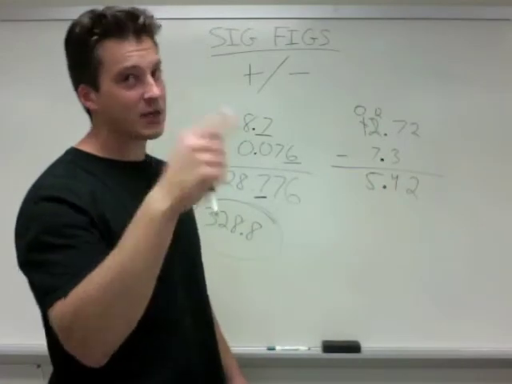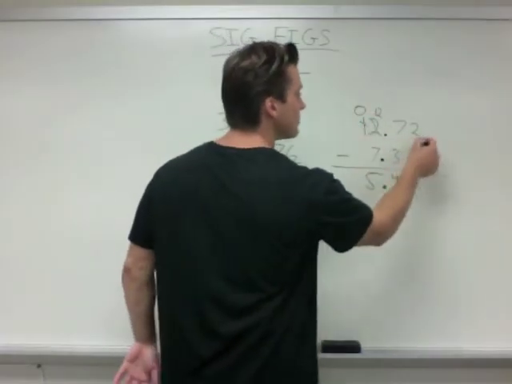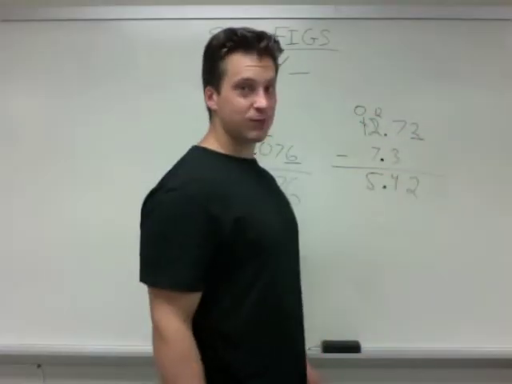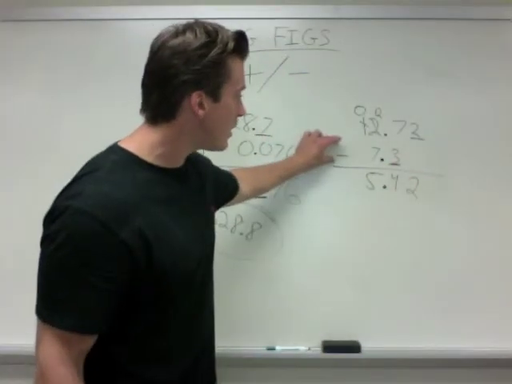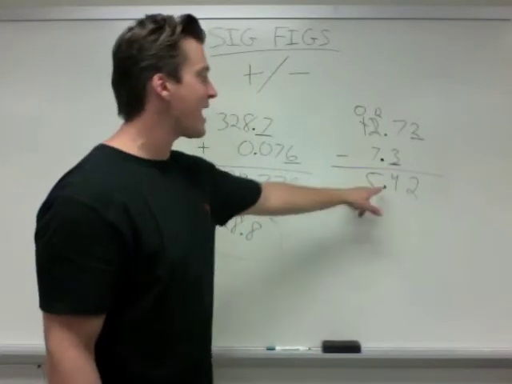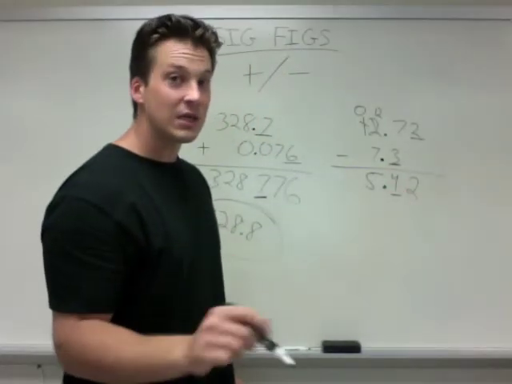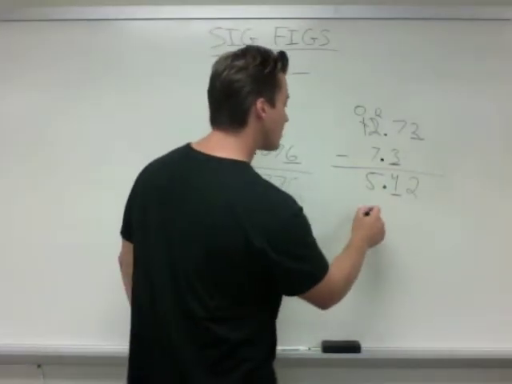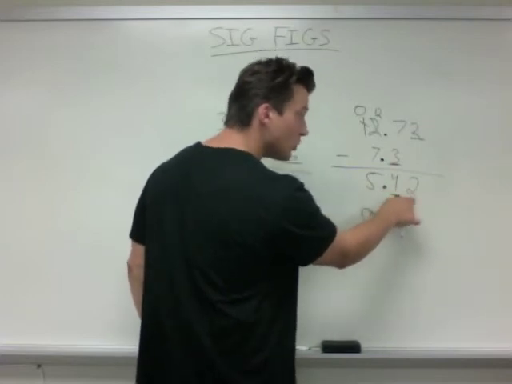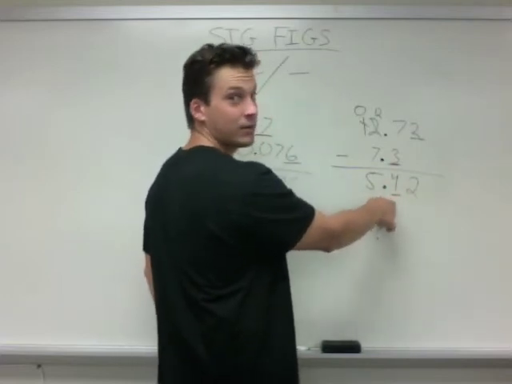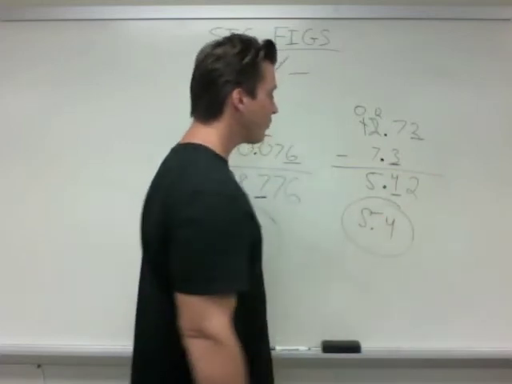Well, probably not, because I have to go back and check the decimal places of each of these. This value on the top goes out to the hundredths place. This value only goes out to the tenths place. Therefore, this value limits my answer. My answer can only go out to the tenths place and nothing more. So therefore, my answer becomes 5 point what? Well, the 2 will not round the 4 up. It'll leave it as a 4. So therefore, it's just 5.4. And that would be my final answer.